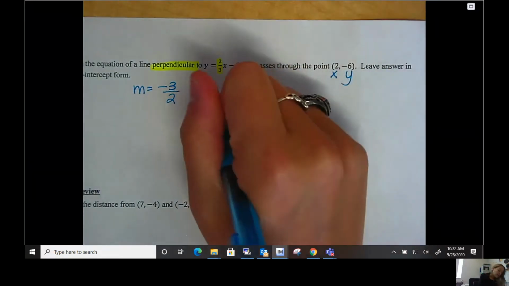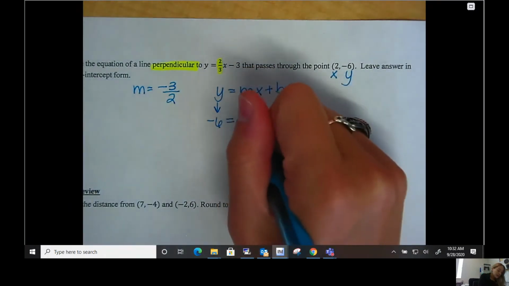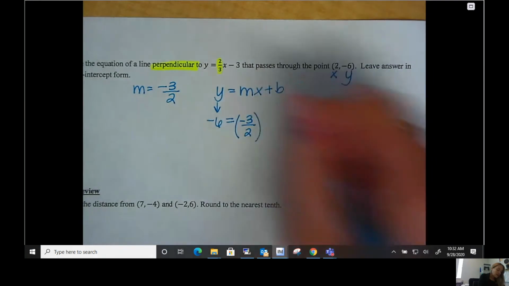So for y, I plug in -6. For m, I plug in -3/2.